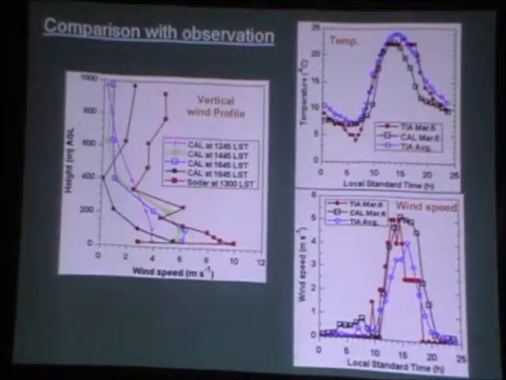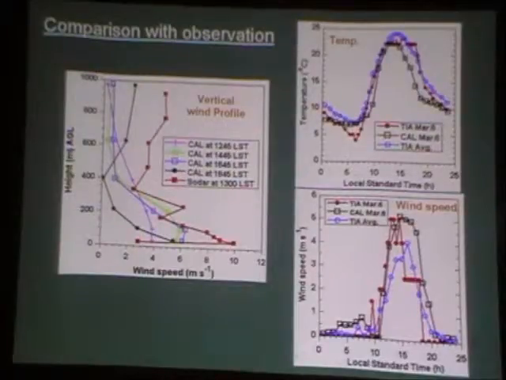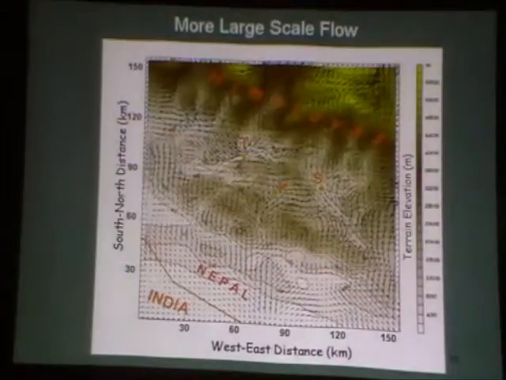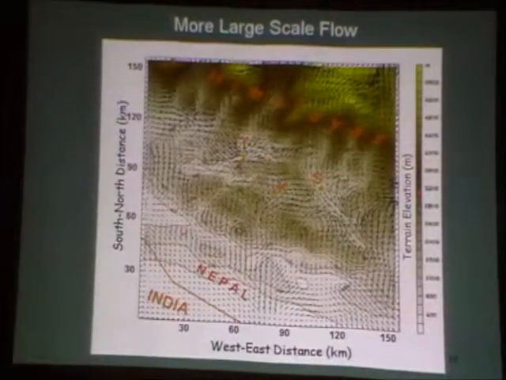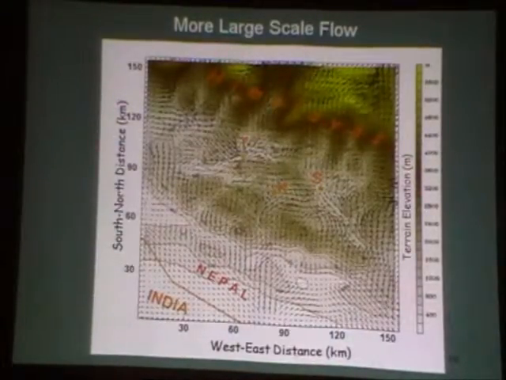And when I was carrying out this research, there was only a single station at the airport, and there was not much necessary data. I carried out some solar observations. This vertical profile is quite good, and the temperature and wind speed, average as well as the maximum, are well reproduced. And if you see the larger scale, this is the Nepal-India border, this is Kathmandu Valley, and this is Sunkoshi Valley.